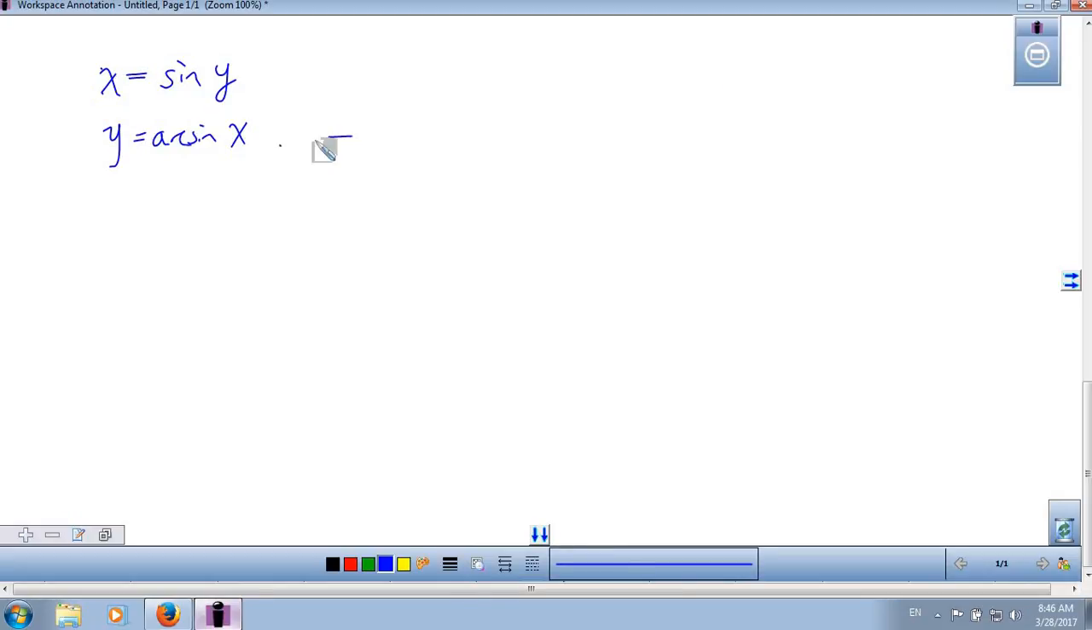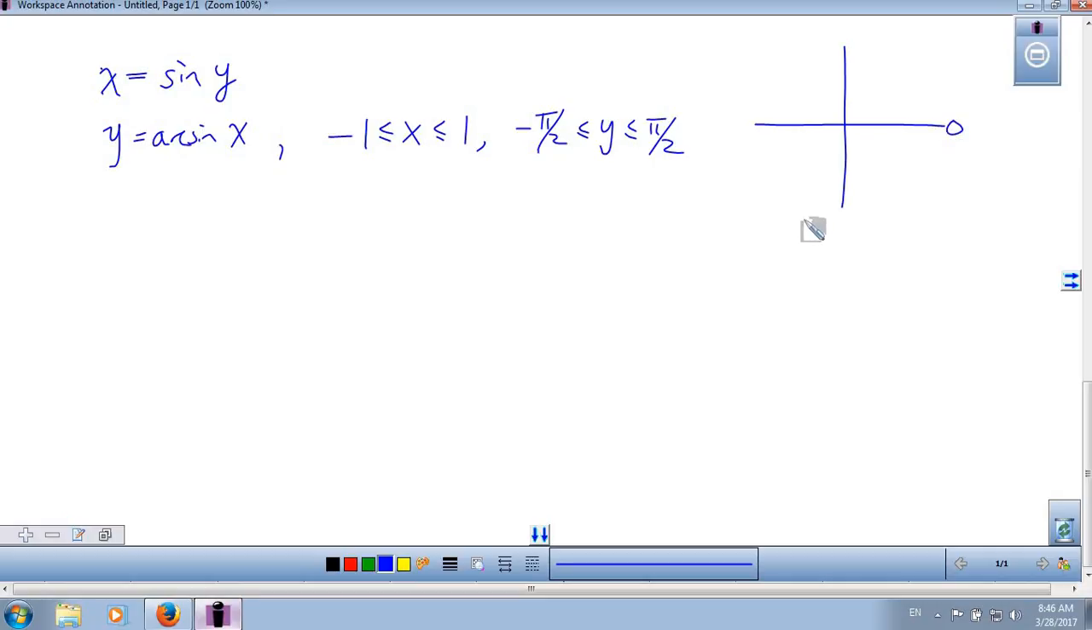Let me go ahead and write it on the bottom here. The domain of arcsine will be between negative 1 and 1, and the range of the arcsine, which is the output of the arcsine, will be restricted from negative pi over 2 to pi over 2. So that means arcsine will only operate between negative pi over 2 and pi over 2. So arcsine will only operate in the fourth quadrant and the first quadrant.